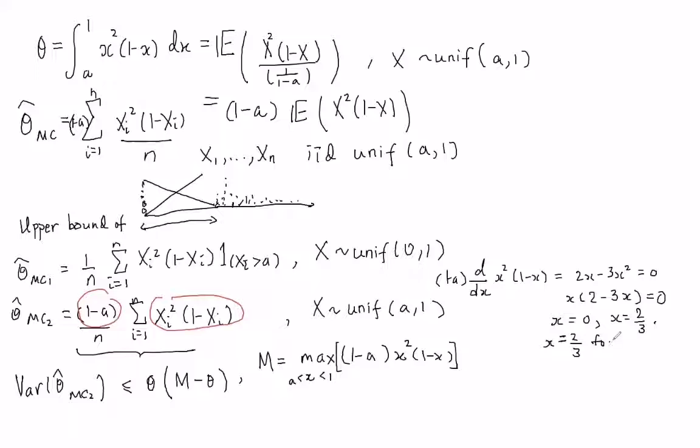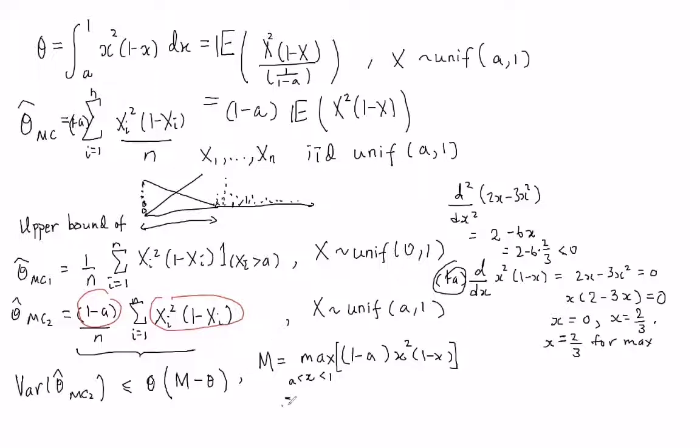So for max, you can actually check the second order derivative, right? d2 dx2 of 2x minus 3x squared. Actually, this constant here is not important for maximization, right? Because it's just a constant here. So this will be 2 minus 6x, right? So if you put in 2 over 3 here, it will be 2 minus 6 times 2 over 3. That will be negative, right? So the maximum occurs at x equals 2 over 3.